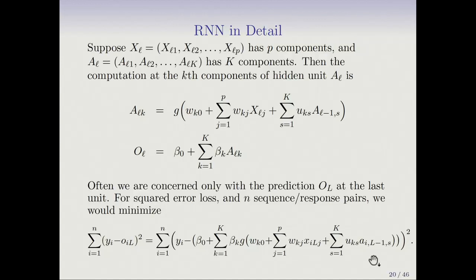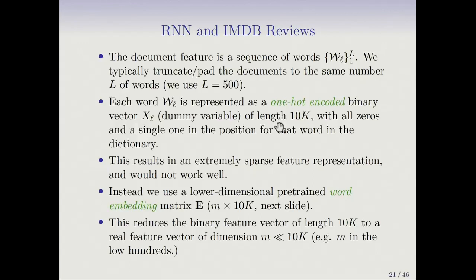We're going to use an RNN on the IMDb reviews, as opposed to the bag of words model. So now the document feature is a sequence of words. Let's call them W_L from 1 to L. And we typically pad the documents to the same number of words. So here we're going to use the first 500 words in the document if it's longer than 500 words. And if it's shorter, we'll pad with blanks up to 500.